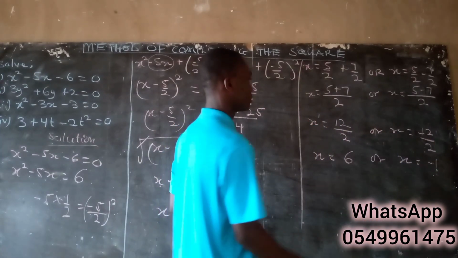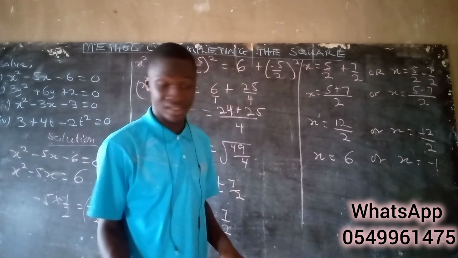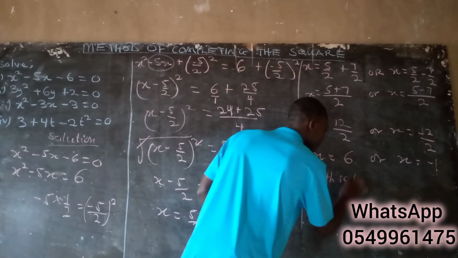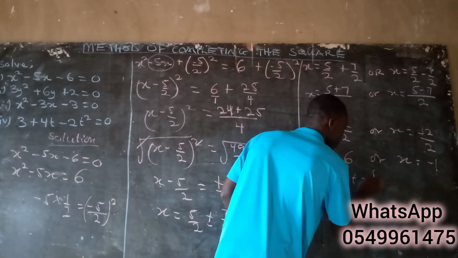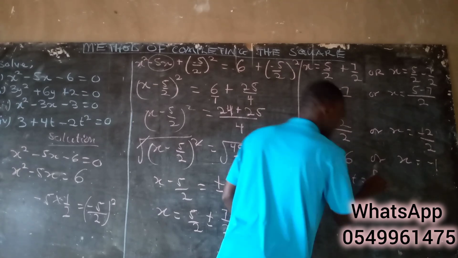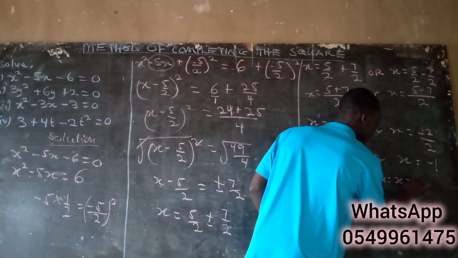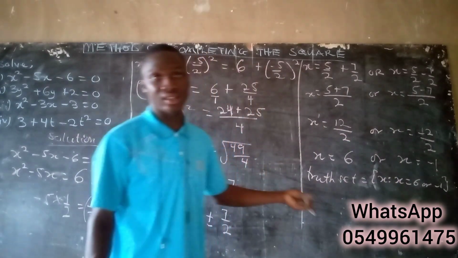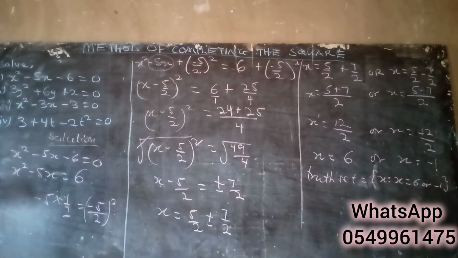So this means that the value of x, if we were to find the truth set, it would be equal to, you open your curly bracket. So we have x such that x is equal to 6 or negative 1. This becomes the truth set of this question. Yes. So let's solve the second one.